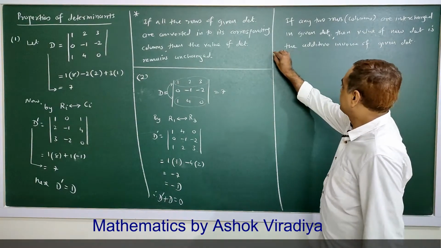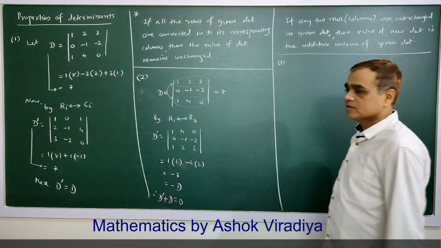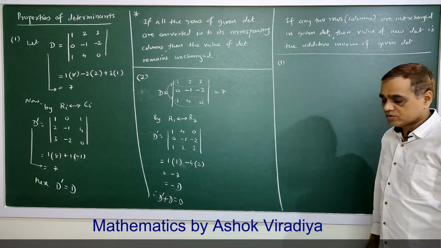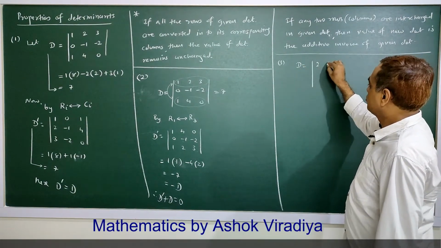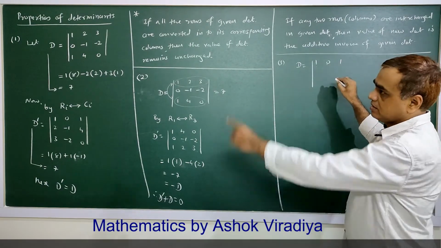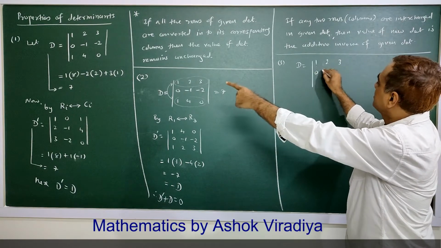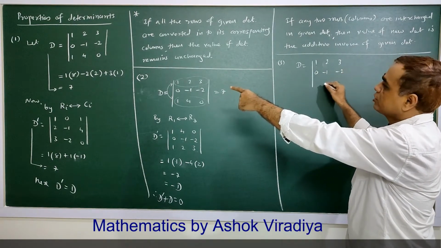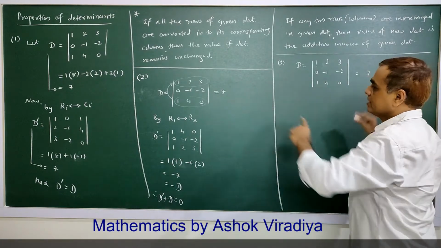Then third rule. Suppose here we take determinant, I am taking same determinant, 1 0 1, 1 2 3, every time we are taking this simple determinant, 0 minus 1 minus 2, 1 4 0. Its value is 7.